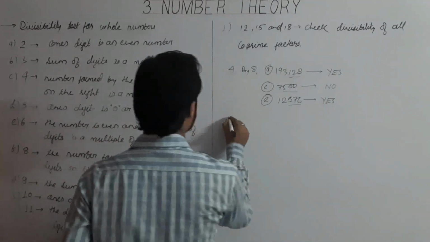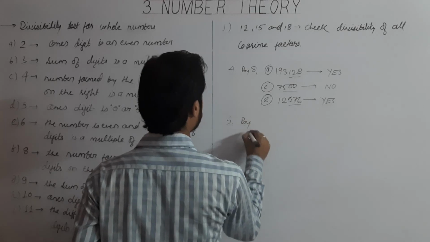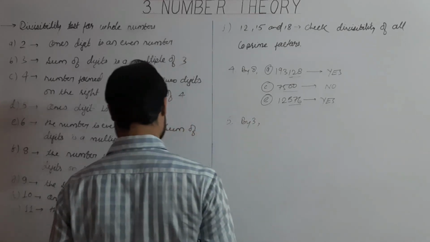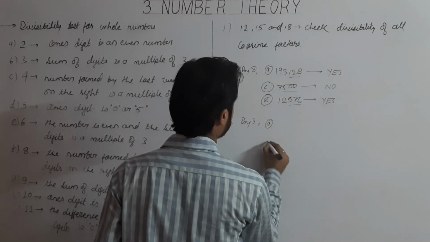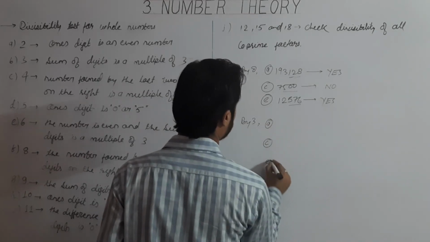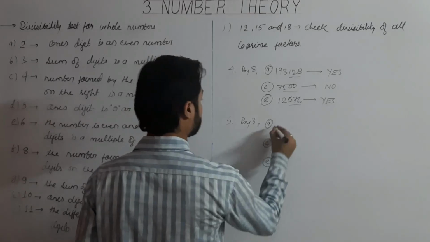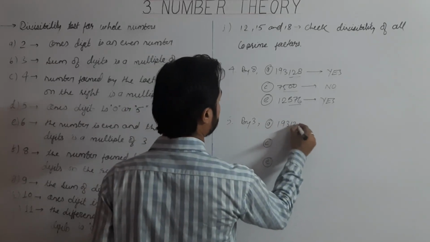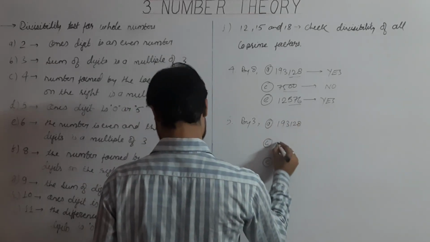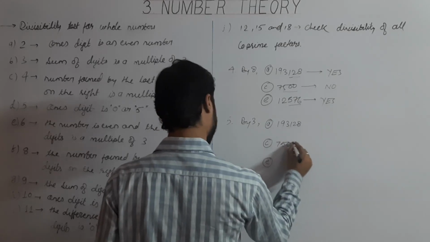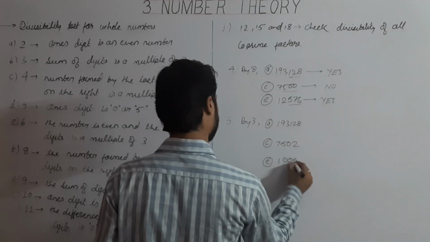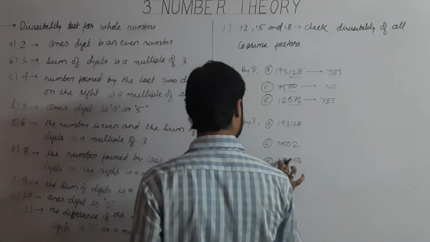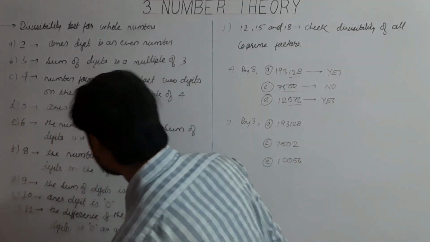Question number 5. We have to check for 3. Divisibility by 3. And we are going to solve the first part, part A, part C, and part E. So the first number is 193128. Then part C, 7502. And part E, 10056. So these are 3 numbers.